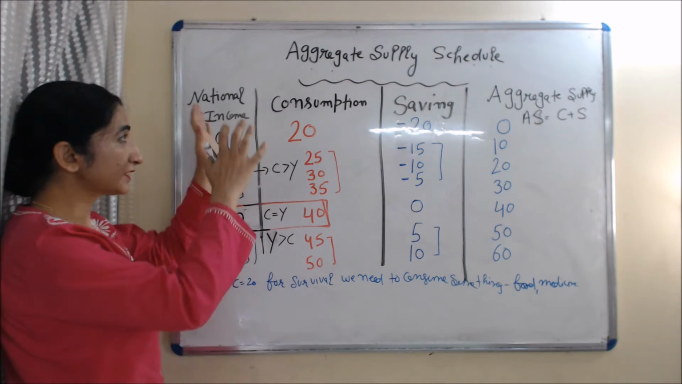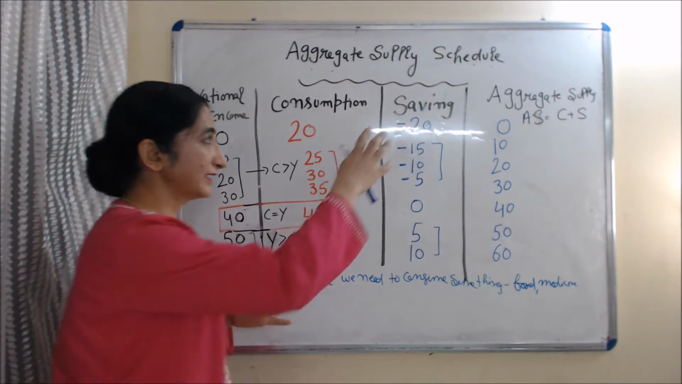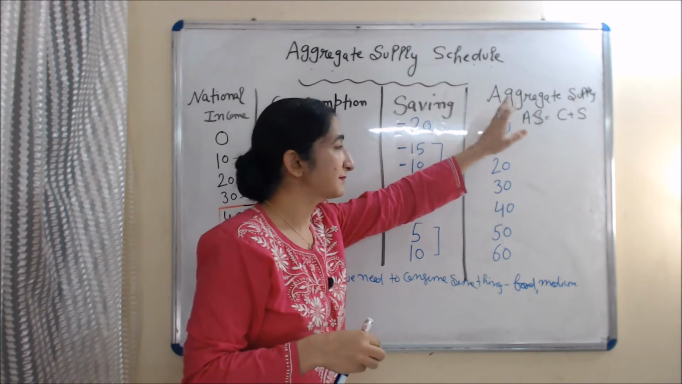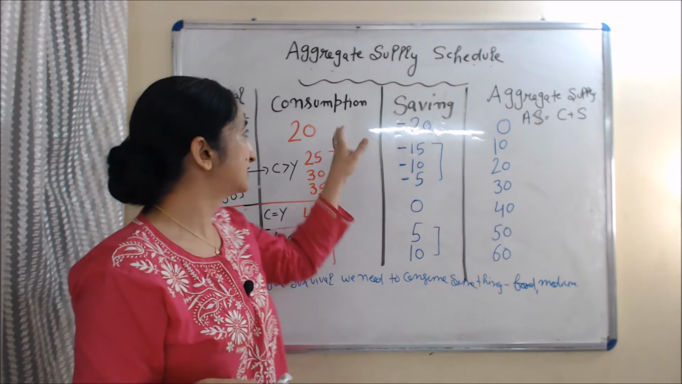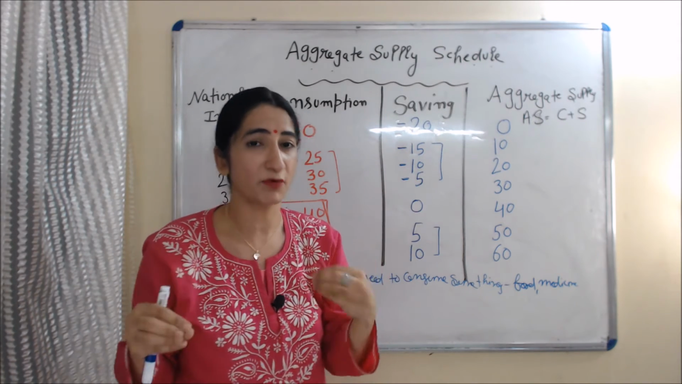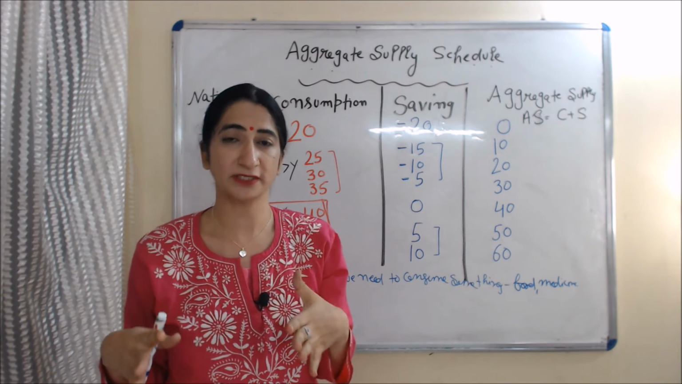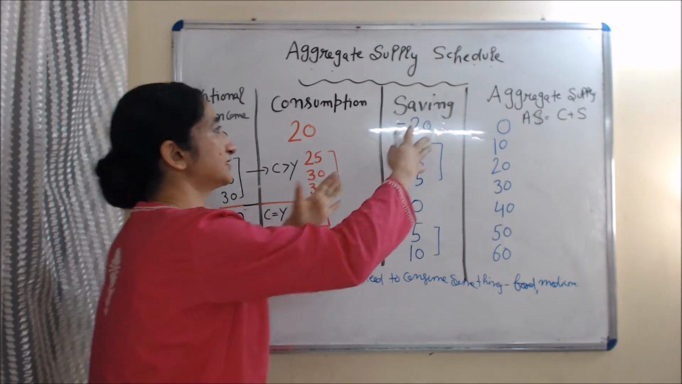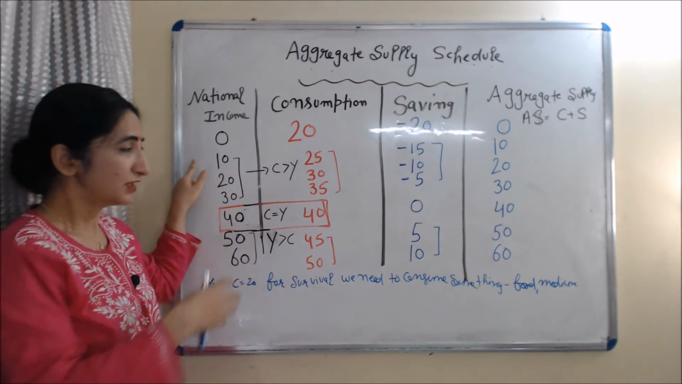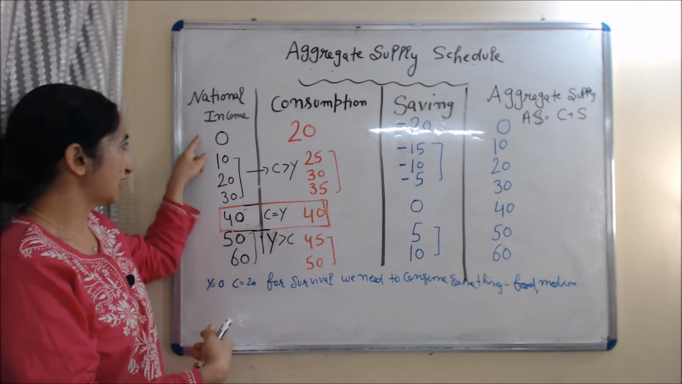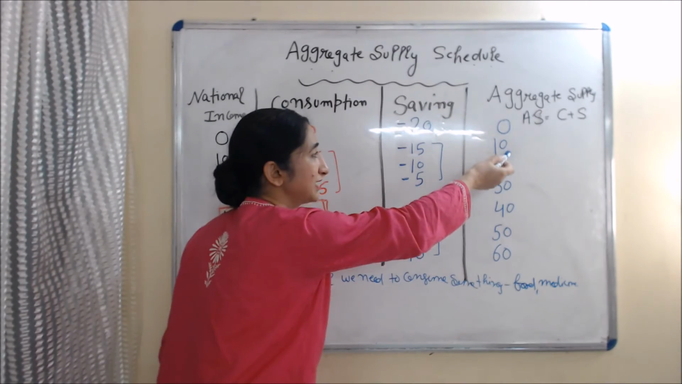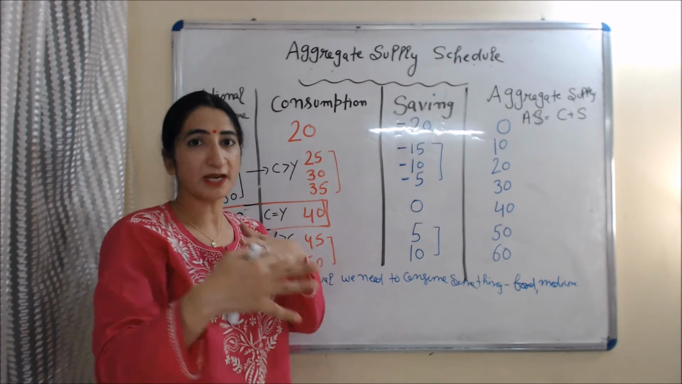Now, as I discussed earlier, our aggregate supply is the sum of consumption and saving. This is our consumption, this is our saving, and this is our aggregate supply, which is the sum of consumption and saving. And most important thing, as we discussed earlier, national income is equal to our aggregate supply. This is our aggregate supply and this is our national income. You can see both are equal to each other. As national income goes 0 to 10, 10 to 20, 20 to 30, 40, similarly our aggregate supply goes 0 to 10, 10 to 20 and 20 to 30. Both are equal to each other.